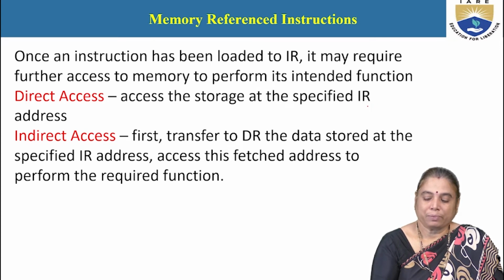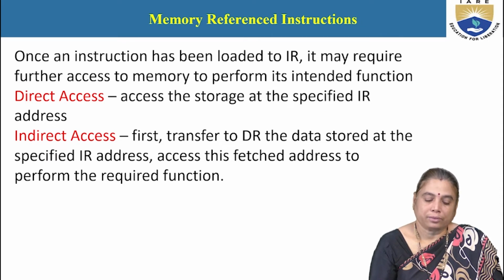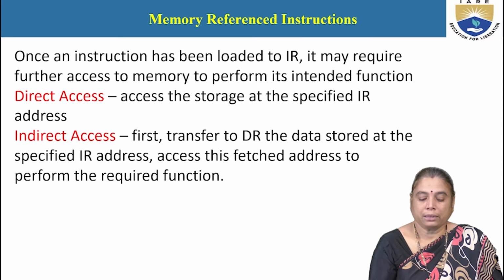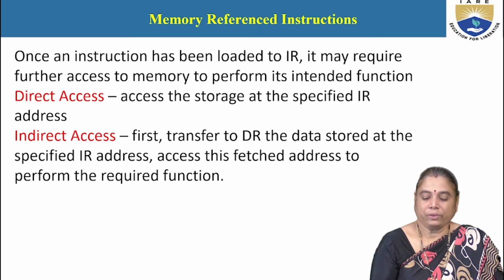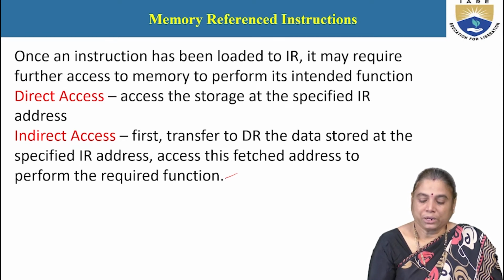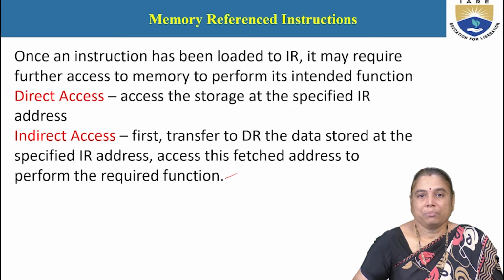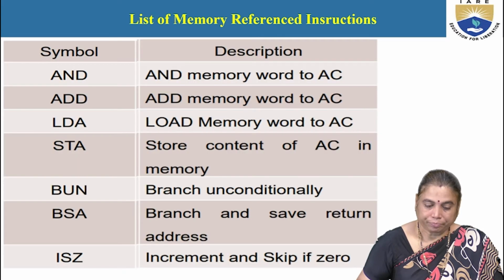In case of direct access, the storage at the address specified in the instruction register can be accessed. In case of indirect access, first transfer the data store at the specified IR address to the DR, then access this fetched address to perform the required function. So in case of indirect addressing, two location moves can be required in order to identify the actual operand. The effective address of the operand is specified in the instruction format in case of indirect access.